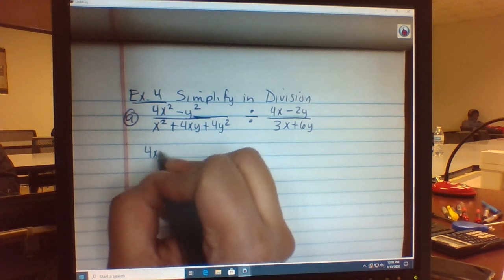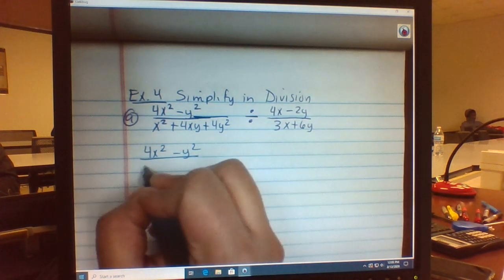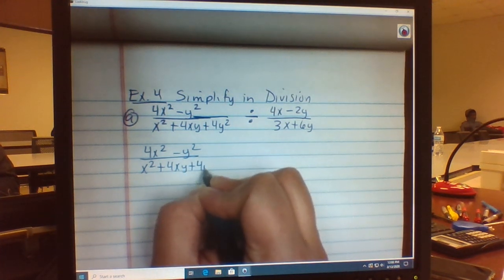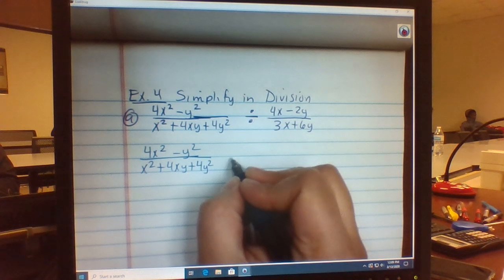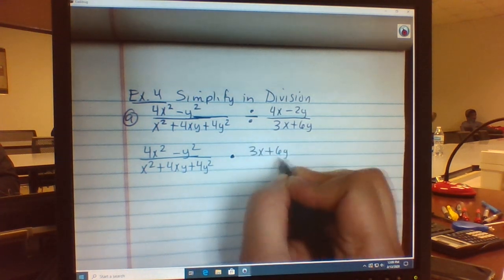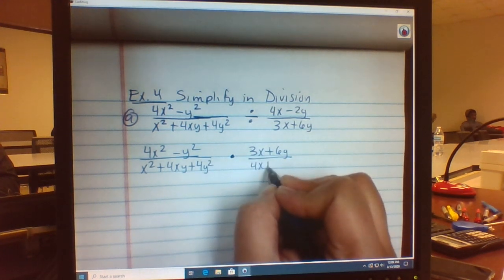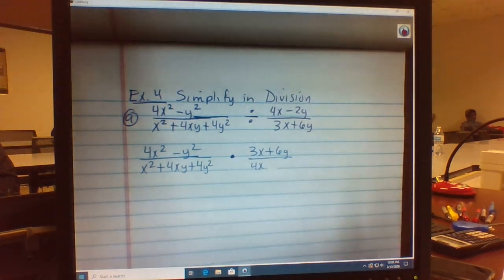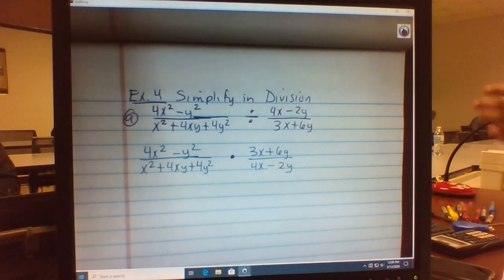So we keep this, we change the division to multiplication, and we flip the second fraction. Always like that, keep, change, flip. So now it becomes a problem like the ones we were doing right now. This is the only change you have to do in division.